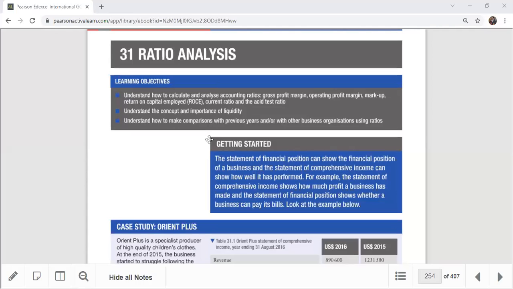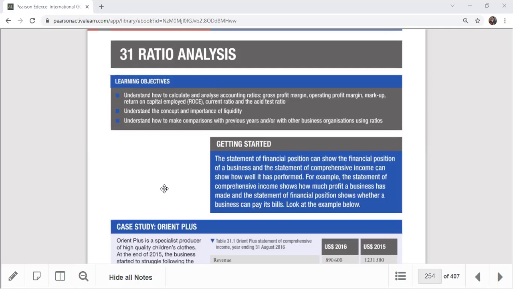So understand how to calculate and analyze accounting ratios: gross profit margin, operating profit margin, markup, return on capital employed, current ratio, and acid test ratio. These are the ratios that we are going to do. You're also going to understand the concept and importance of liquidity, and how to make comparisons with previous years and with other business organizations using ratios.